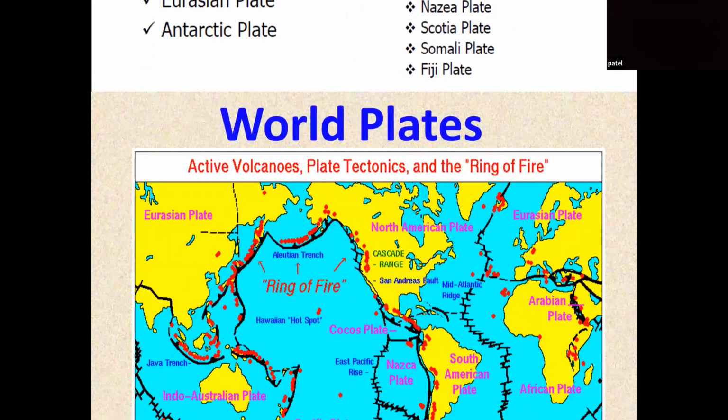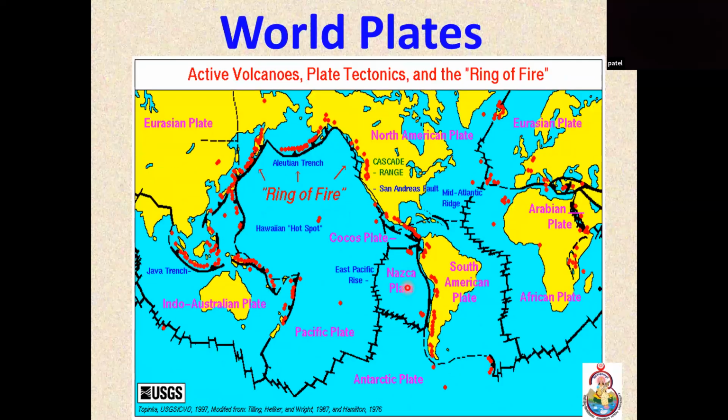Here you can see different plates. This is the Eurasian plate, this is the North American plate, and this is the Eurasian plate. And here we have the Indo-Australian plate. It includes our Indian continent, some part of the Indian Ocean, and Australia also. Then in the middle we have the Pacific plate, which is made completely of oceanic crust only. Then we have the South American plate and the African plate. So like that, major plates are there.